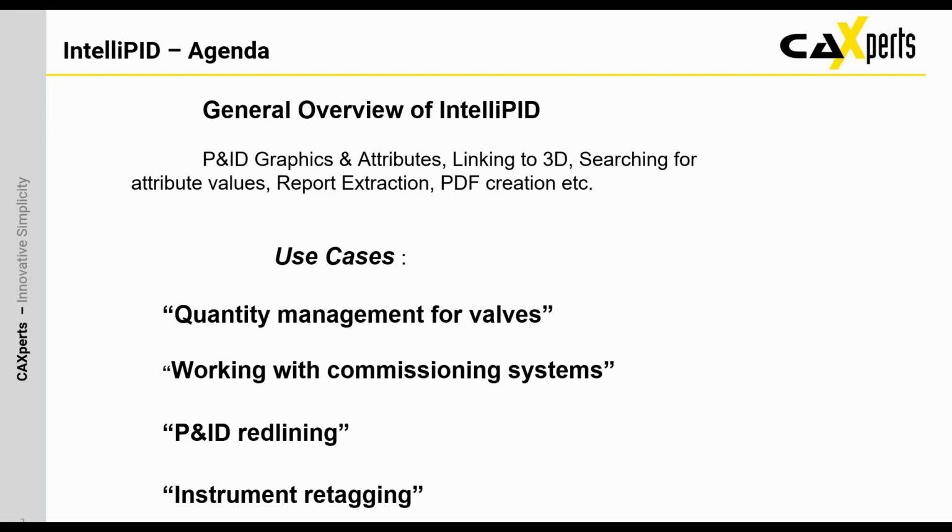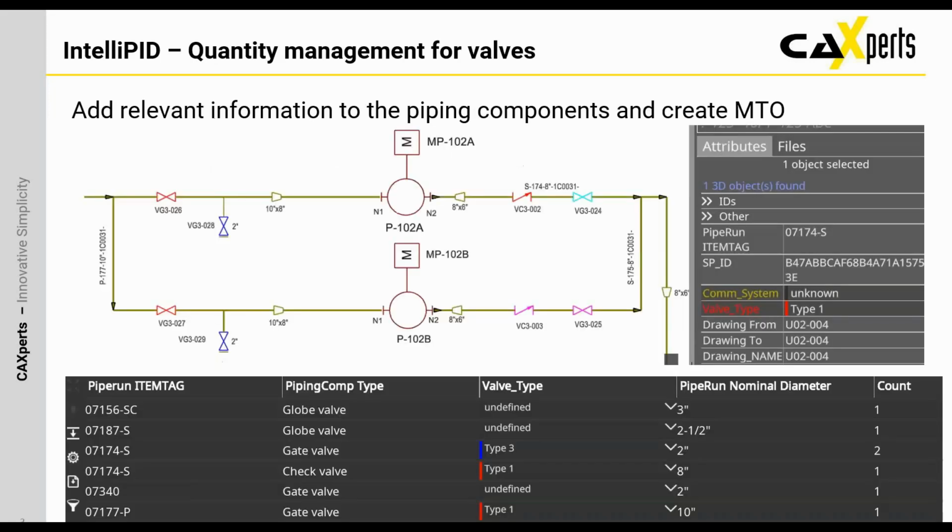The next one is how it is possible to work with commissioning systems within IntelliPID and UPV. And the other ones are about PID redlining, which is a generally interesting topic. And the last one is about how you can use IntelliPID to perform instrument retagging, which is a task that happens quite often, that instrument numbers need to be changed. I only have a few slides, and then it will be followed by a live demo.